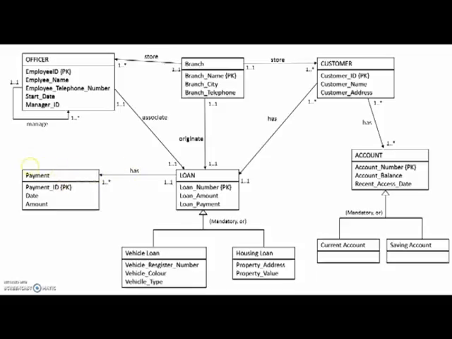So the loan has the payment, and the payment has the attributes of date and amount, and its primary key is payment ID. So we can mention like loan has one or many payments, while the payment has only one loan. So this is the whole answer for question B.